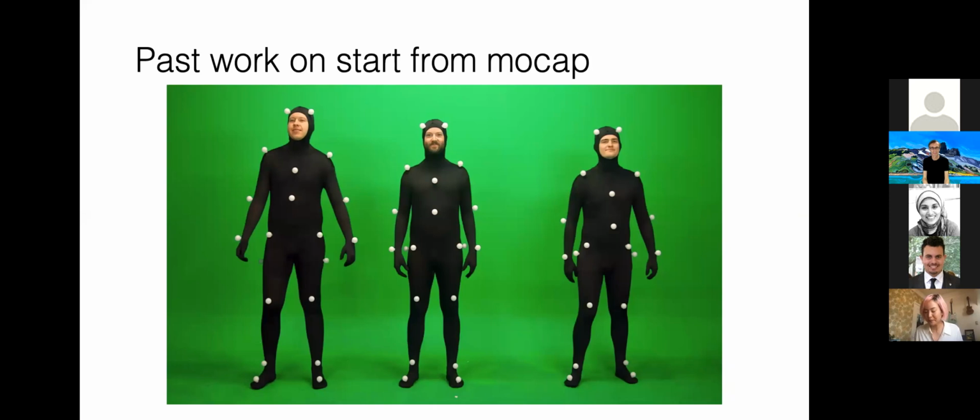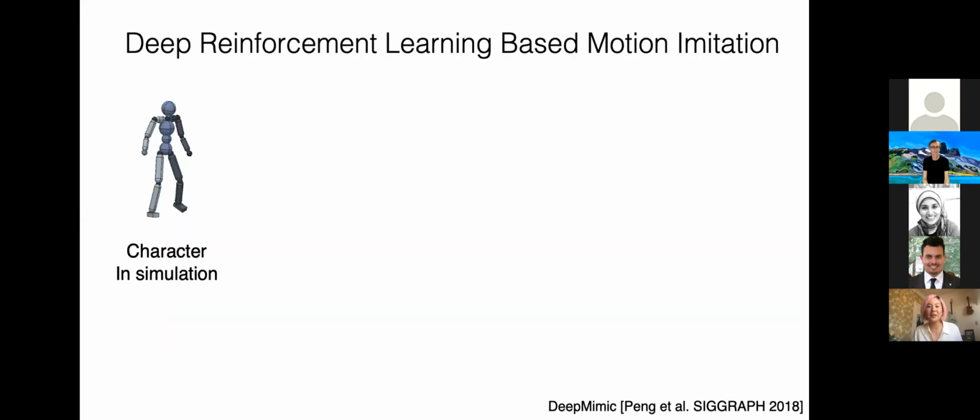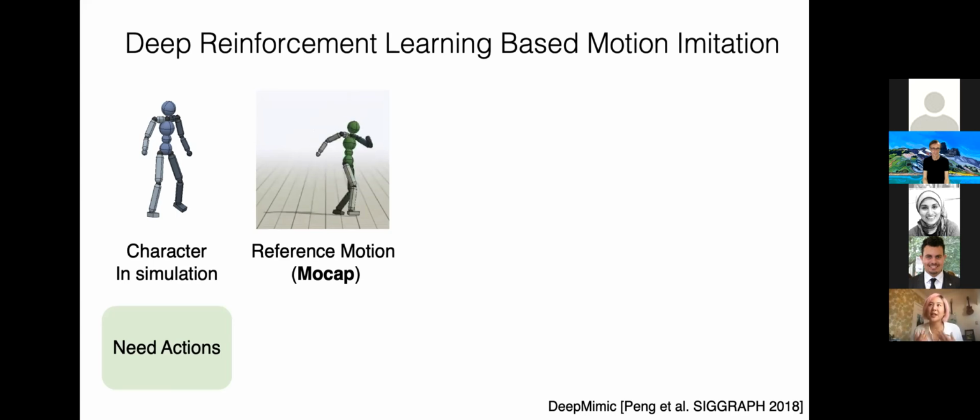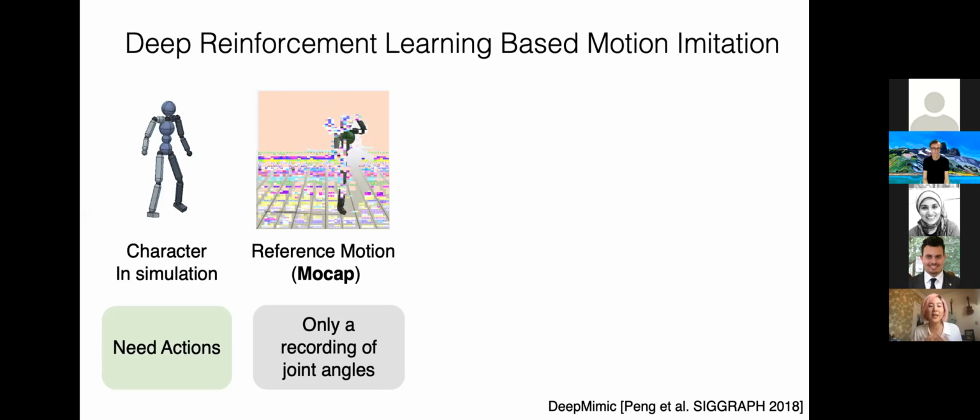So this is an interesting problem in RL, and past work has started to bypass the images and work on mocap, in which you can parameterize this problem as a reinforcement learning problem. Given a character in simulation that you want to actuate, you have reference motion that you get from motion capture. Again, in order to actuate these simulated characters, you need actions, while mocap only gives you a recording of joint angles. It doesn't really tell you how to move them.